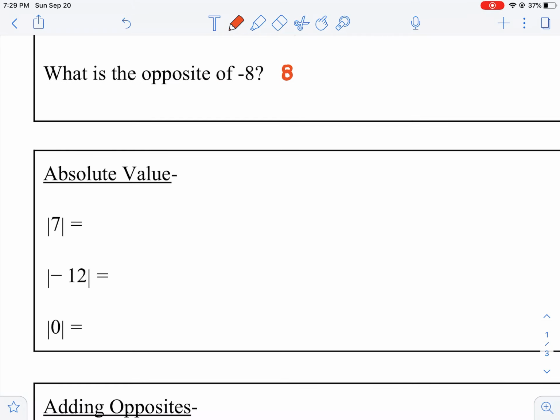Then we're going to talk about absolute value. Absolute value is the distance to 0. Okay? So how far is 7 from 0? The absolute value bars are these little bars right next to the number. So they're saying, what is the distance to 0 from 7? How far is 7 from 0? Well, 7 is 7 spaces from 0.